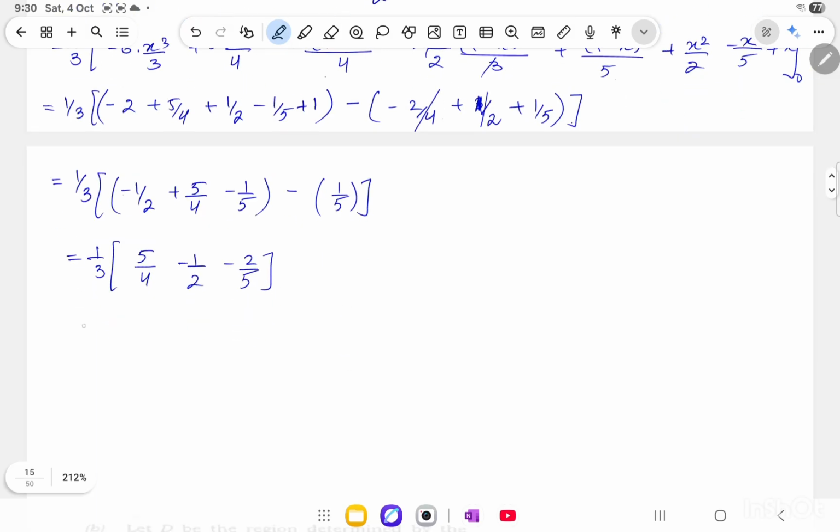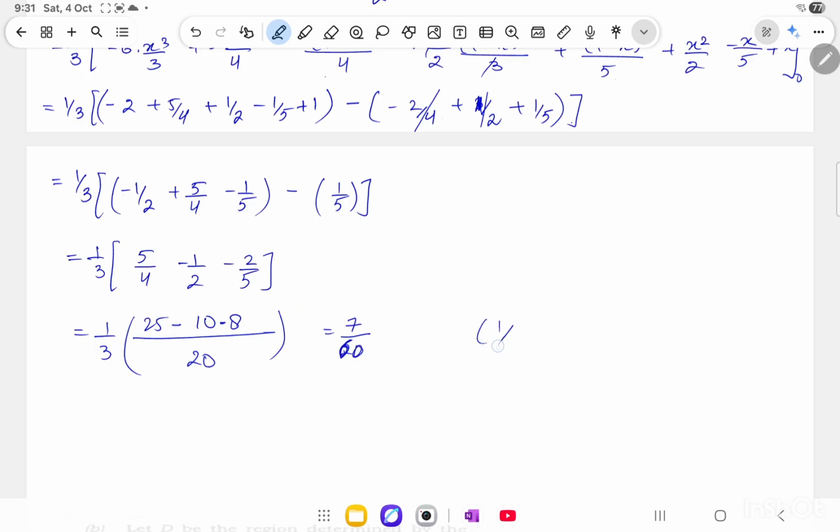So now let's take its LCM. It will be 1 by 3 into 20. So it is 5 5s are 25 minus 10 and 4 2s are 8 minus 8. So that is 7 by 60.